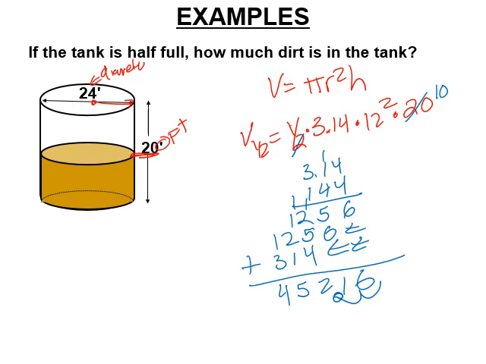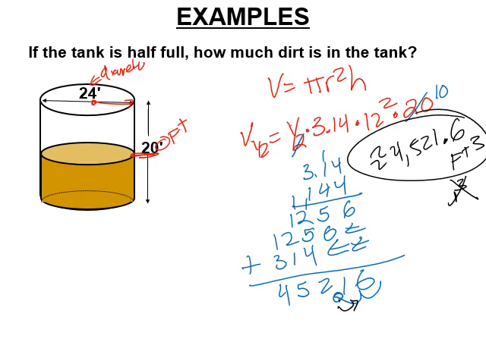Well, we already know a shortcut for multiplying by 10. It's called move the decimal once back, right? So this is going to be approximately 4,521.6 cubic feet. And by the way, you can't take the little slash and do that. That's not a thing, all right? It's 4,521.6 cubic feet, and that's the only way to say that. Pi r squared h, for half, it's times a half. If it's a third full, it's times 1/3.